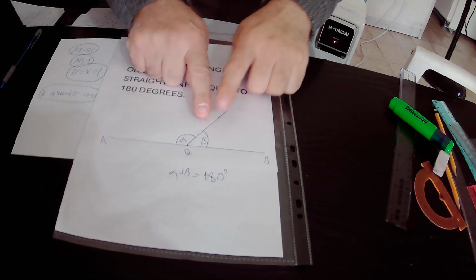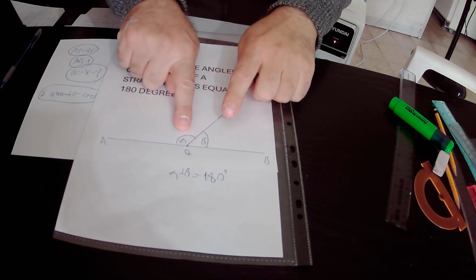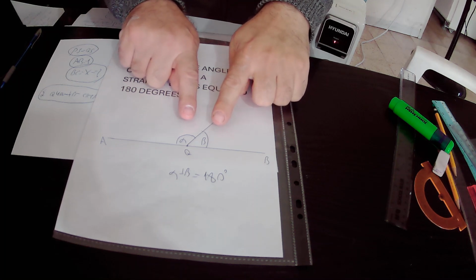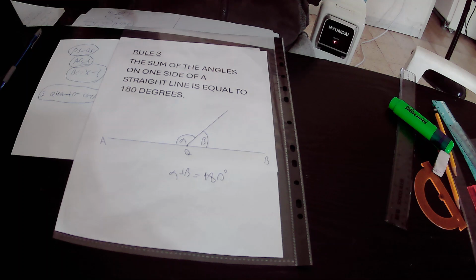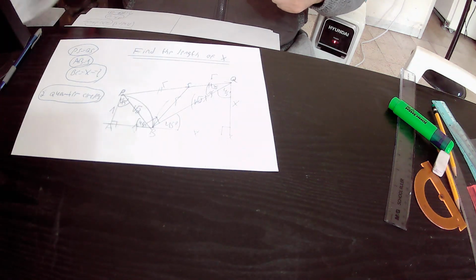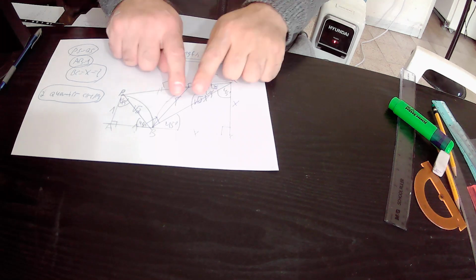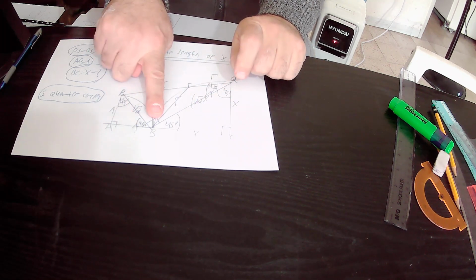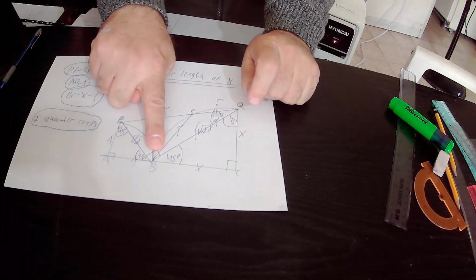So which angles do we have at the upper side of AB at point Q? We have this angle that is alpha plus this angle that is beta. So alpha plus beta in total must be equal to 180 degrees according to this rule number 3. So we can actually implement rule number 3 in our drawing. Why? Because if we focus on the upper side of the straight line AC at point B, here the sum of the angles must be equal to 180 degrees.